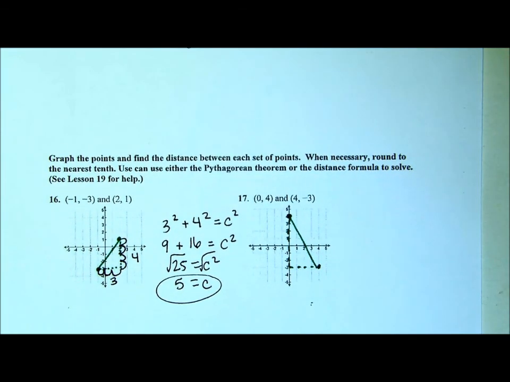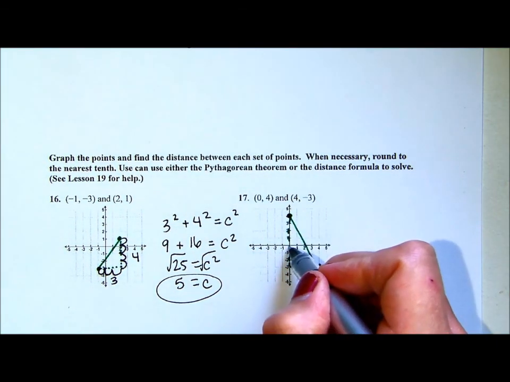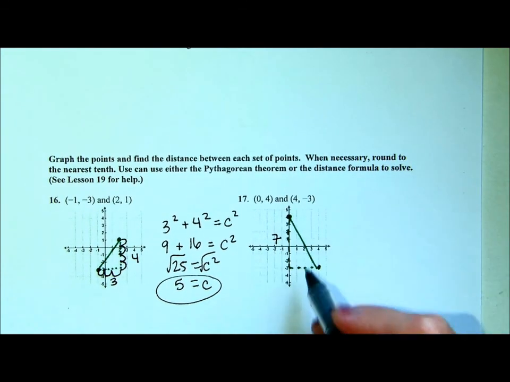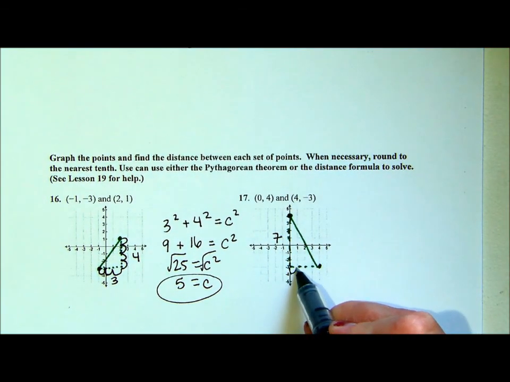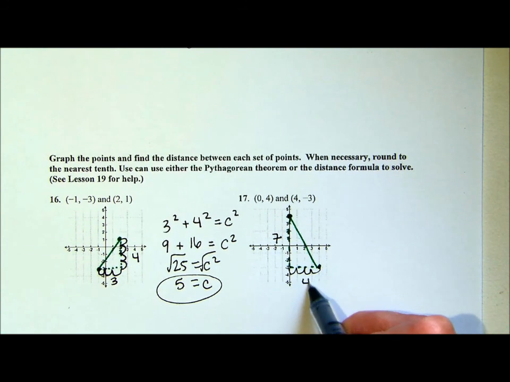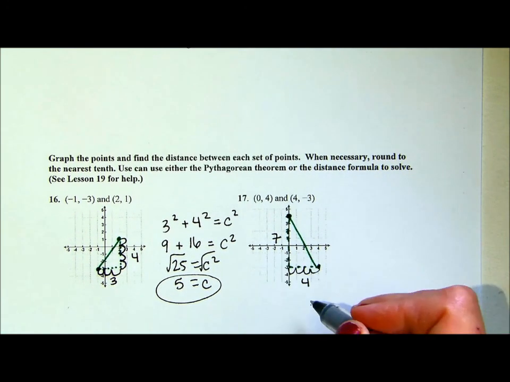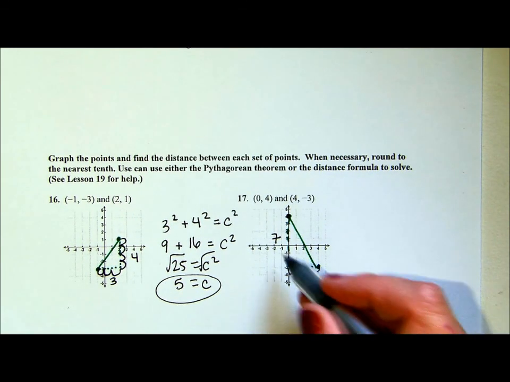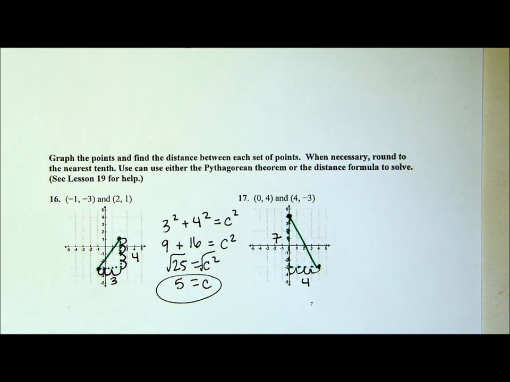So I go down 4, and then 5, 6, 7. So my vertical is 7. My horizontal is 1, 2, 3, 4. So I have 4 for the A, 7 for the B. Technically, the 4, because it's the horizontal, should be your A, while the 7 should be the B, because it's the vertical. It's the Y.